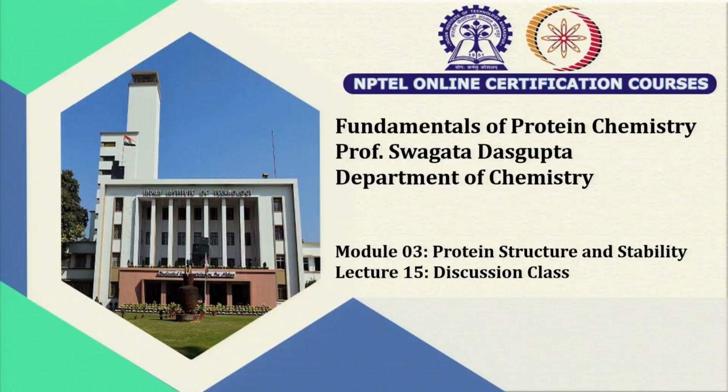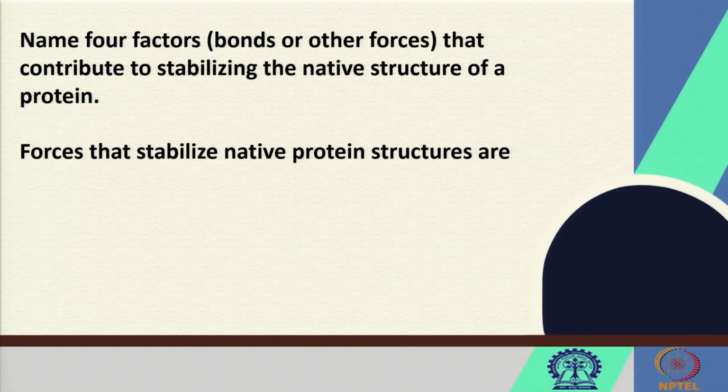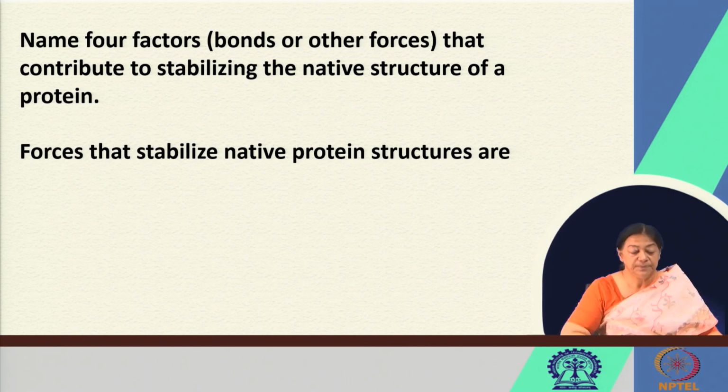In our discussion class for module 3, based on protein structure and stability, we will revisit some of the topics we studied and a few of the problems associated with these topics. So, the first thing that we need to look at is the factors, or the bonds or forces, that contribute to stabilizing the native structure of the protein.